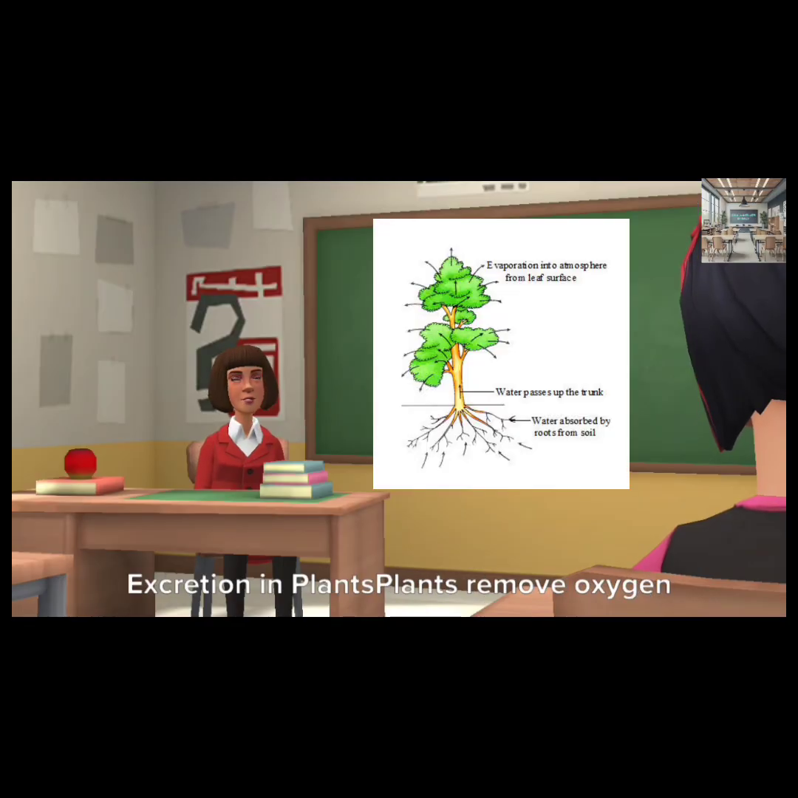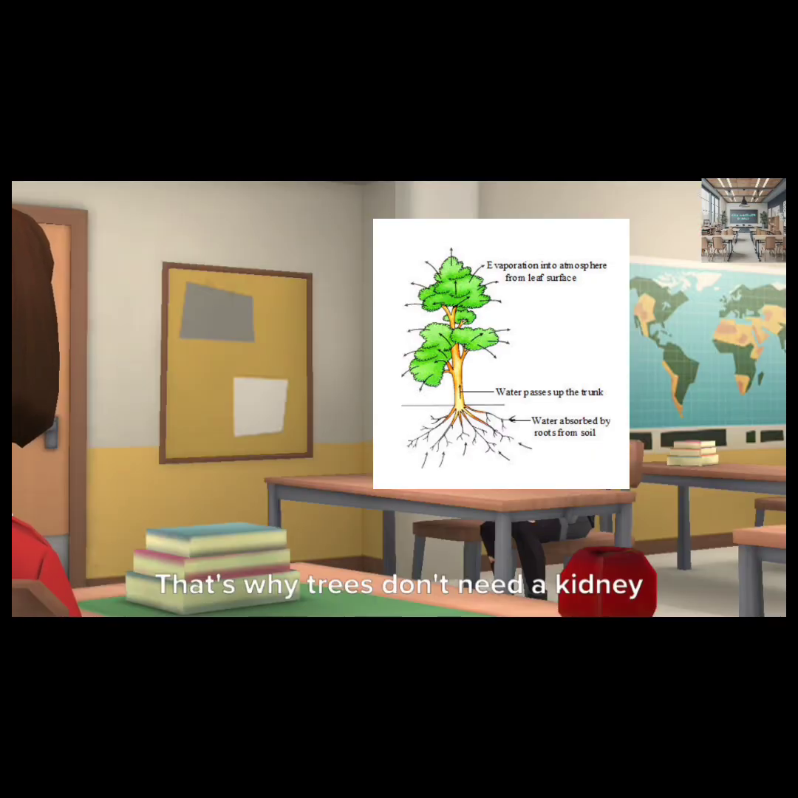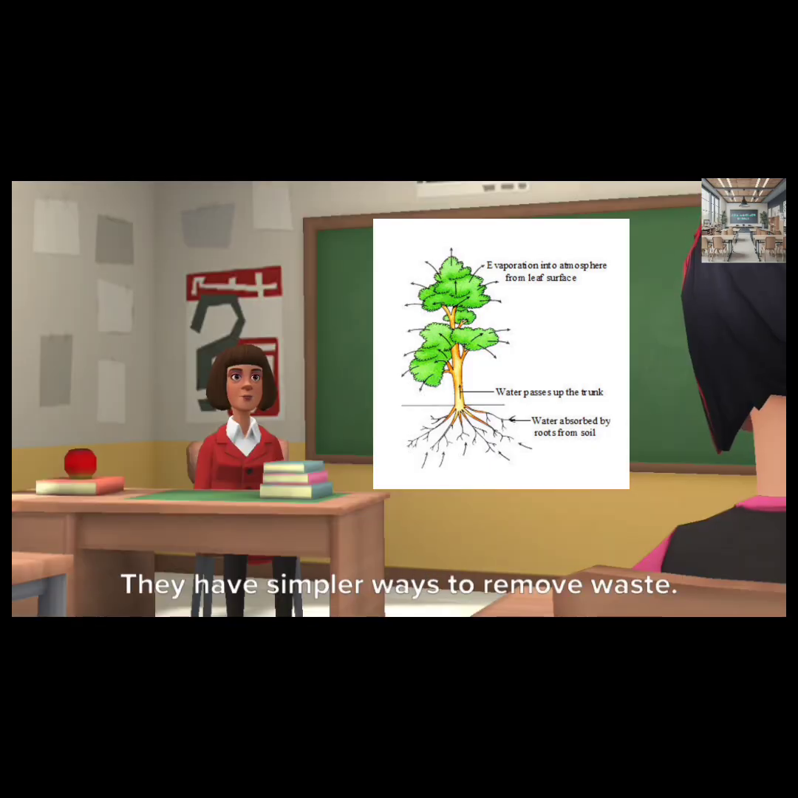Excretion in plants: plants remove oxygen as a waste product of photosynthesis. Extra water is removed by transpiration. Some waste is stored in old leaves that fall off. That's why trees don't need a kidney or lungs. Exactly. They have simpler ways to remove waste.